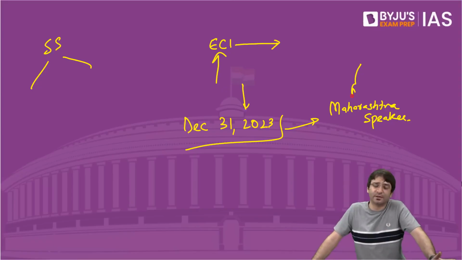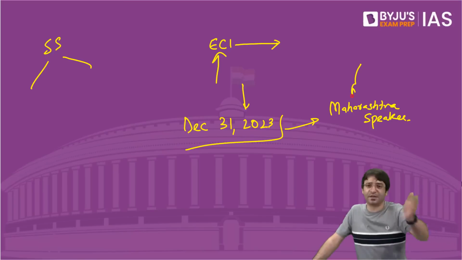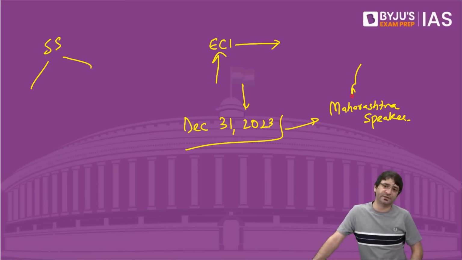Whoever has the majority. Majority right now is that of BJP, one faction of Shiv Sena, one faction of NCP, and they have decided to have Mr. Shinde as the chief minister, Mr. Devendra Fadnavis and Ajit Pawar as two deputy chief ministers.